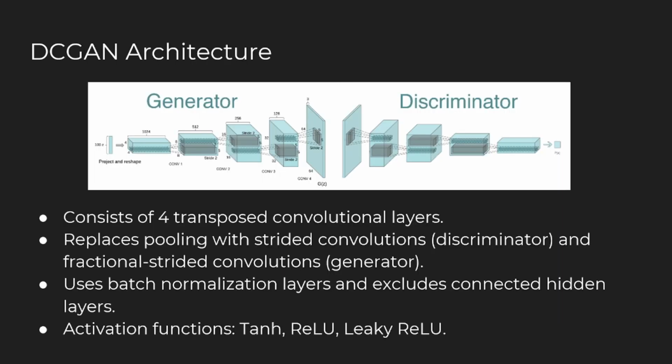The DCGAN consists of 4 transpose convolutional layers, with pooling replaced by strided convolutions in the discriminator and fractional-strided convolutions in the generator. It also uses batch normalization layers and excludes fully connected hidden layers. For activation functions, it uses a combination of tanh, ReLU, and Leaky ReLU.